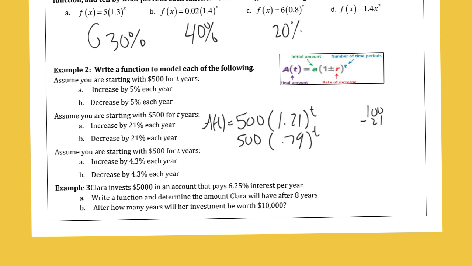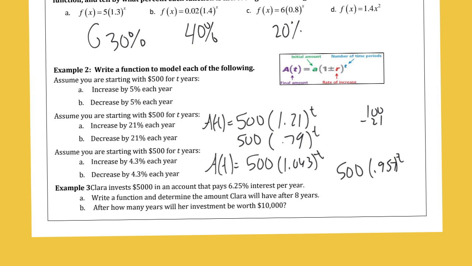It should either be bigger or smaller than 100%, depending if it's growing or decaying. Okay. And so as we're doing these, set them up with your beginning value. 1.043 would be this one to the T. 500, 100 minus 4.3 is going to be 95.7, so 0.957 to the T. And again, if I want you to write a function, write A of T. The amount of money you have based on time is equal to that.